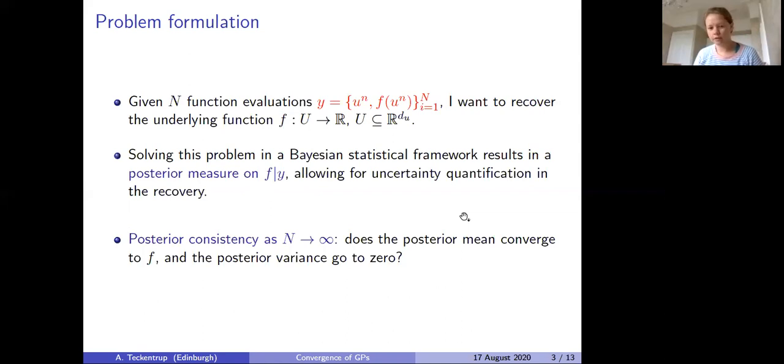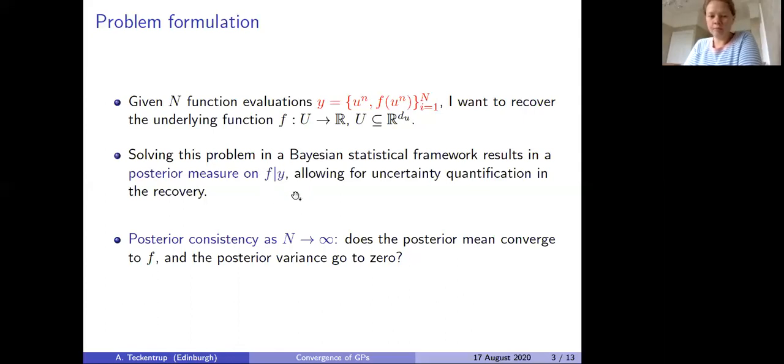And the thing that I'm interested in, as I said, is convergence of these methods. So I'm interested in what happens as I get more and more function evaluations, and in particular what happens as my number of function evaluations goes to infinity. And I'm interested in the question: if N goes to infinity, do I actually recover the true function f that is generating my data? In this case, that is a type of posterior consistency.